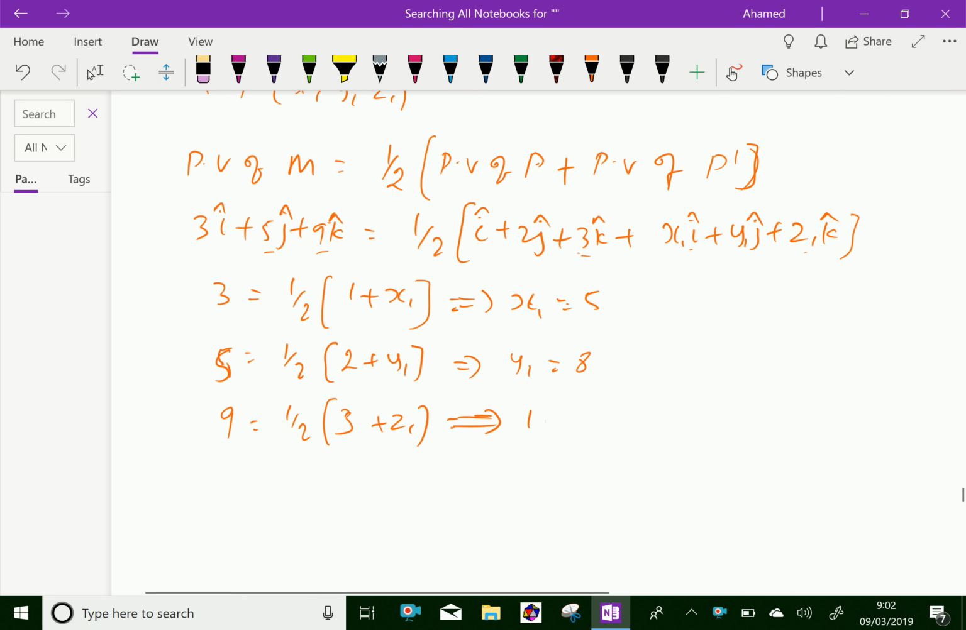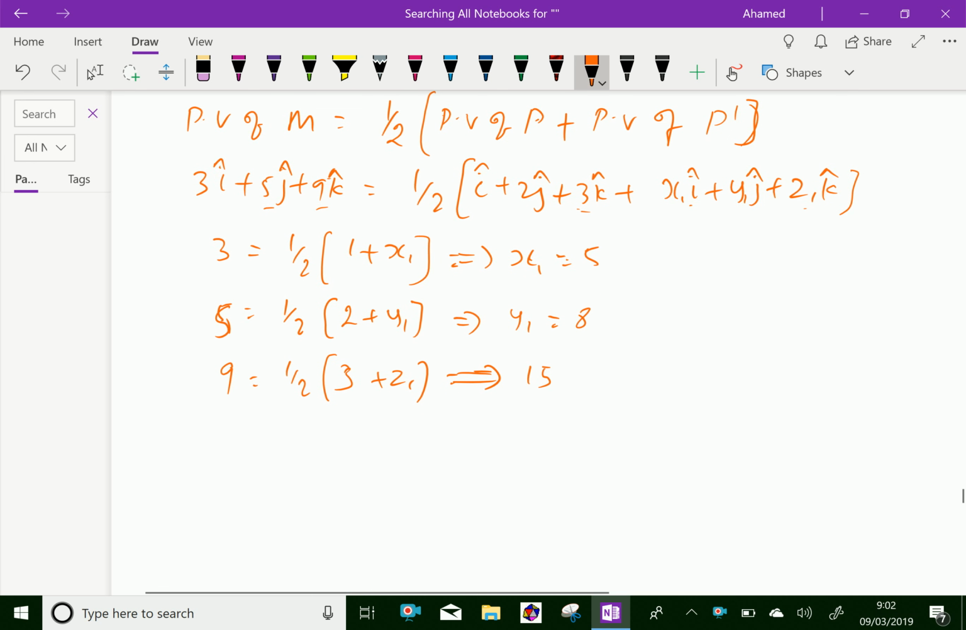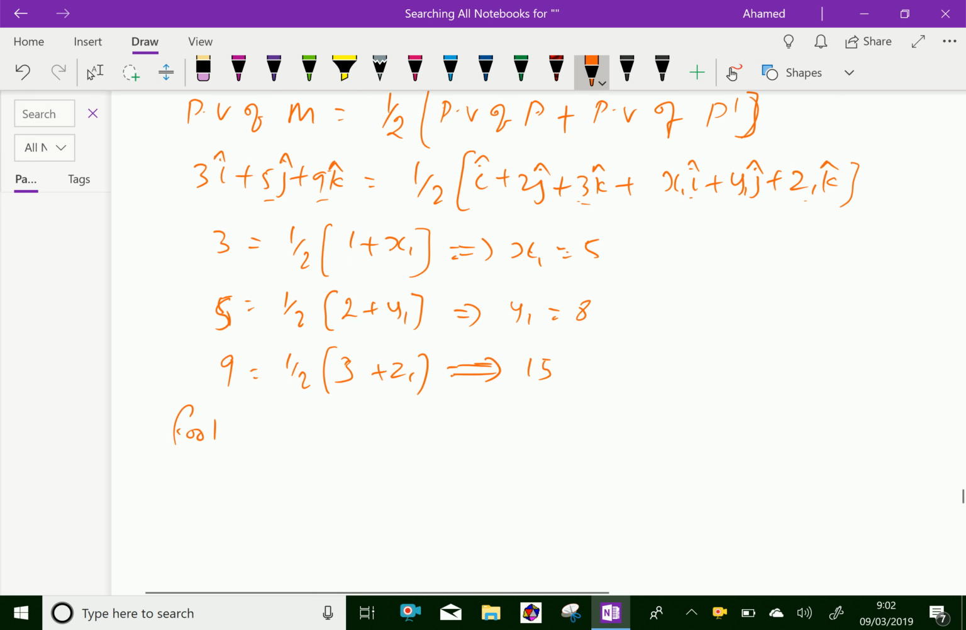So we got the image, not the foot of perpendicular: the image of P is P dash of 5, 8, 15.